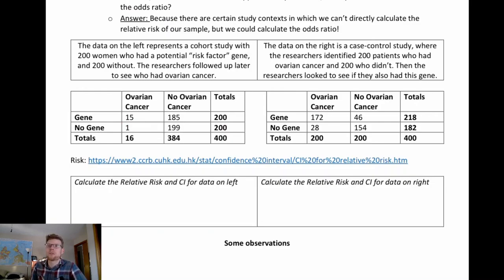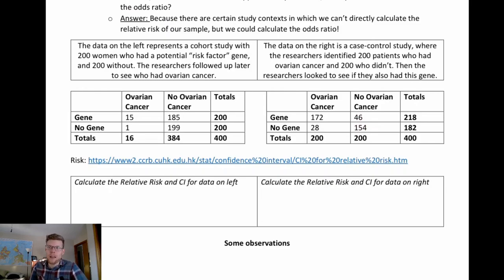Now let's compare this to a different study context on the right, where the data is from a case control study, where the researchers identified 200 patients who already had ovarian cancer and 200 who did not. Then an examination was done to see which of these women apparently had this possible risk factor gene. Of the 200 women with ovarian cancer, 172 had the gene, 28 did not. Of the no ovarian cancer group, 46 had the gene, 154 did not.